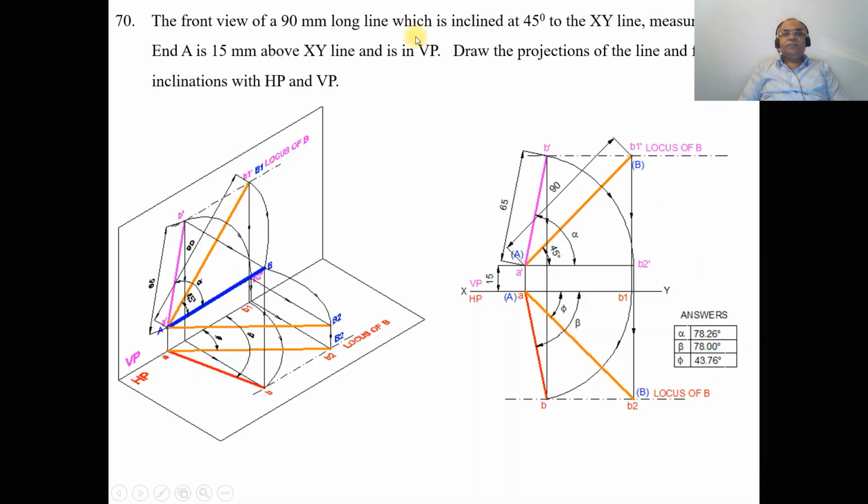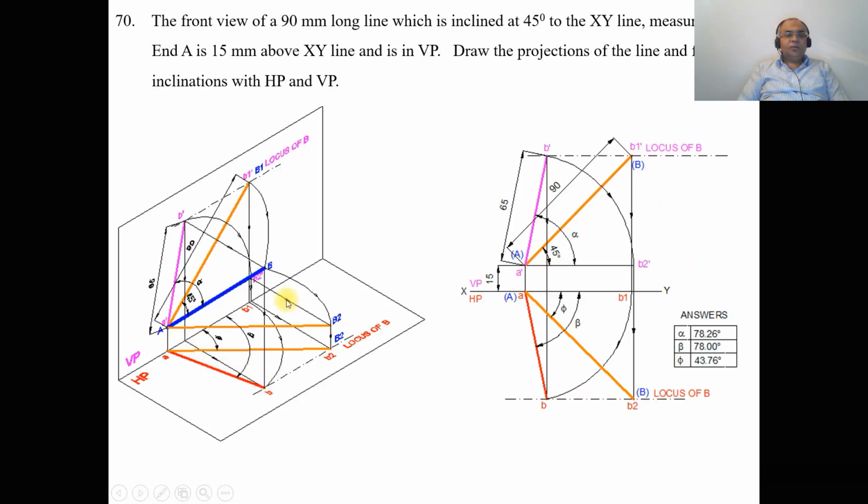Then he says the front view is 65 mm. From A dash you measure 65 mm and cut an arc on the locus of B. You mark this point as B dash, so you get A dash B dash. Since we know the front view, the top view of the line should lie on the end projector. So you draw an end projector from B dash to the XY line, and from there you draw one more vertical projector to the top view.